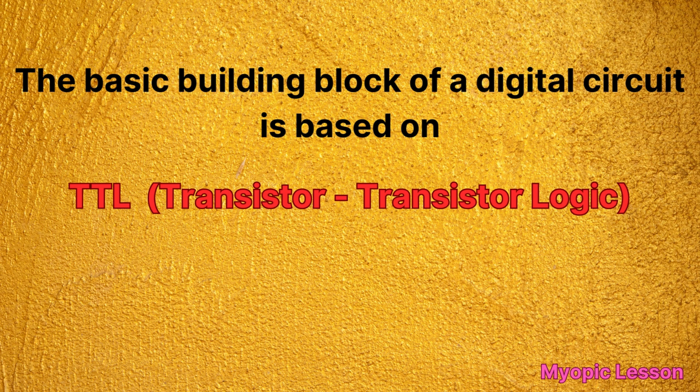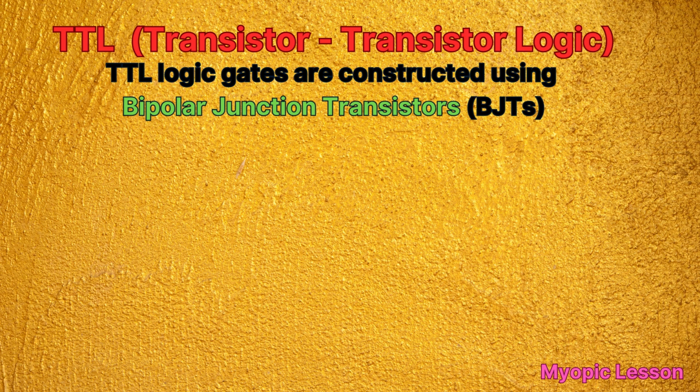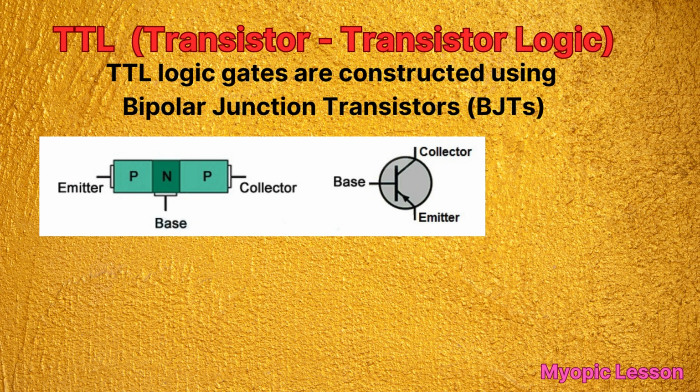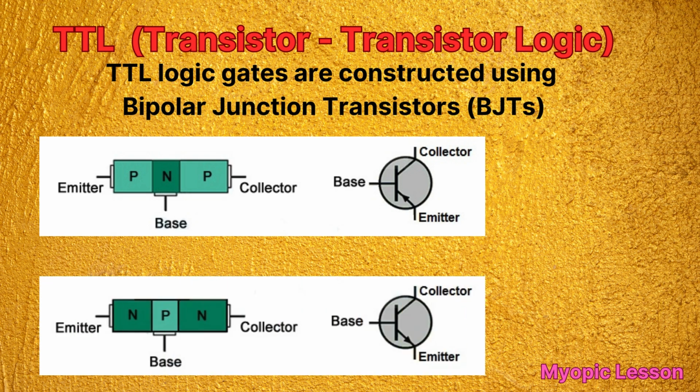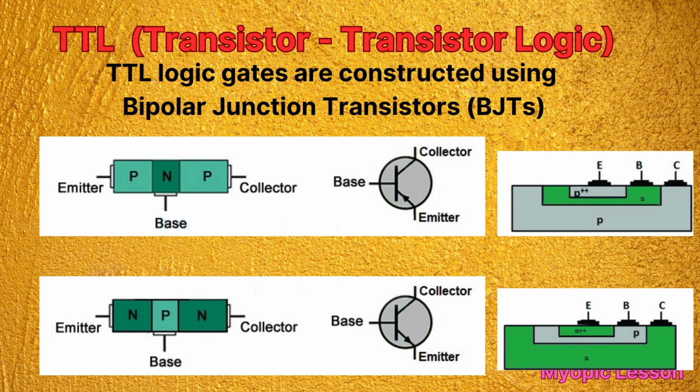transistor-transistor logic, abbreviated as TTL, or complementary metal oxide semiconductor, abbreviated as CMOS logic. All the TTL based logic gates are constructed using bipolar junction transistors, in short BJTs, having 3 layers of semiconductor with different nature of doping and hence 2 different variants. The terminals are emitter, base, collector, biased with different voltages.